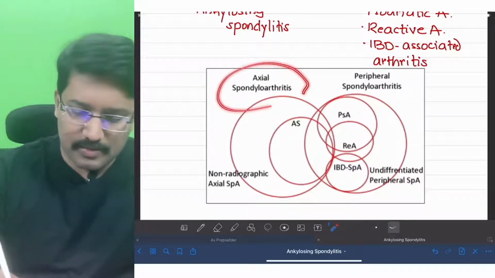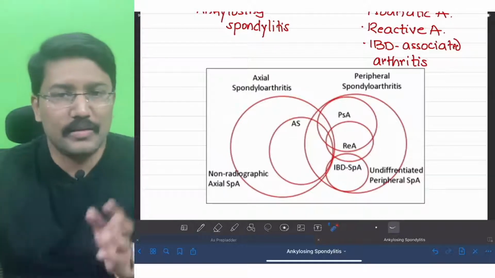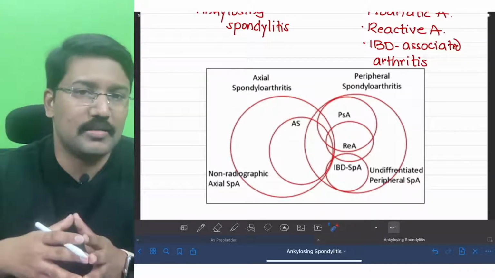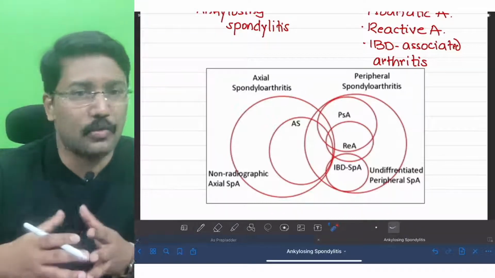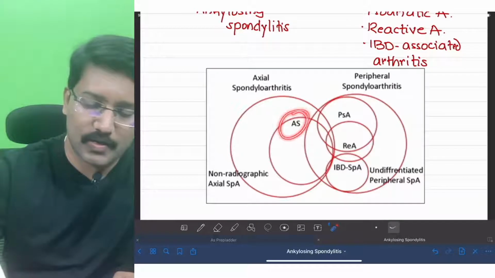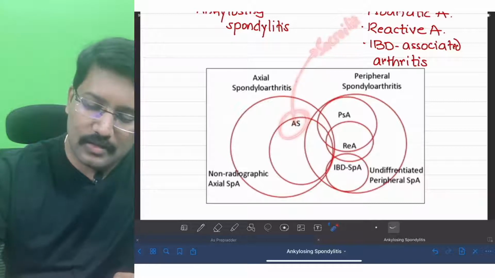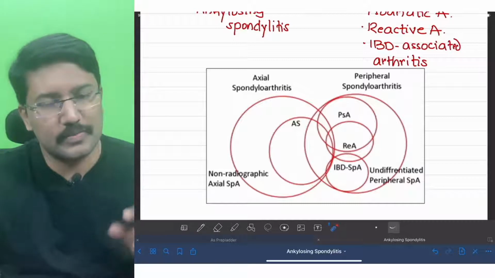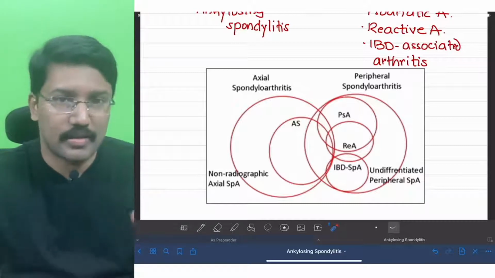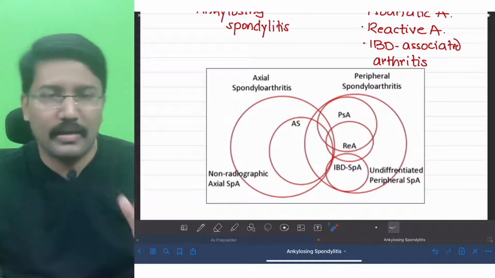Under axial, predominantly it is ankylosing spondylitis. Apart from that, there is an entity called non-radiographic axial spondyloarthritis, where there is no radiological evidence of sacroiliitis. When we say ankylosing spondylitis, the most important thing here is sacroiliitis. With conventional radiological imaging, for example X-ray, there is no radiographic evidence. But a more sensitive radiological test like MRI, specific MRIs, which we will be discussing, can pick it up.